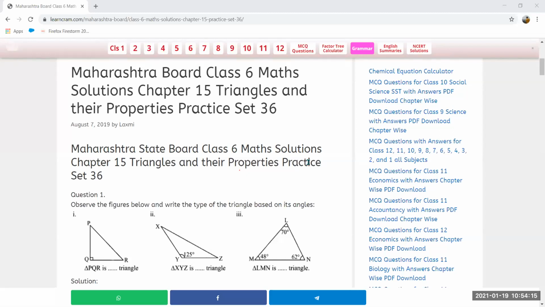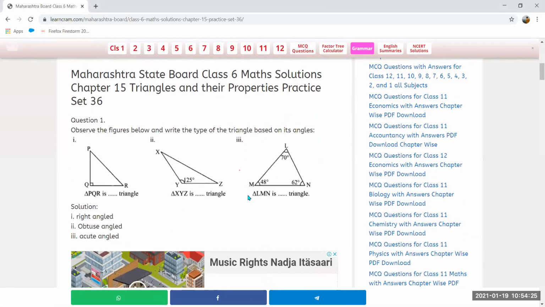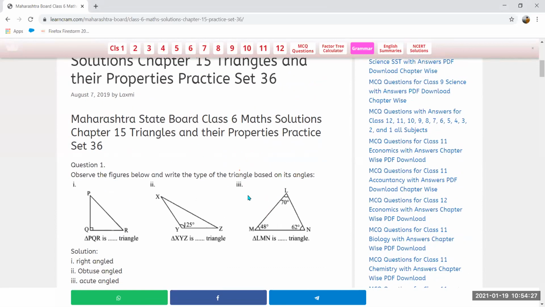Triangles and their properties. Practice set 36. Now, here we are going to learn different types of triangles. In practice set 36, question 1 is: observe the figures below and write the types of triangle based on the angles. Okay.